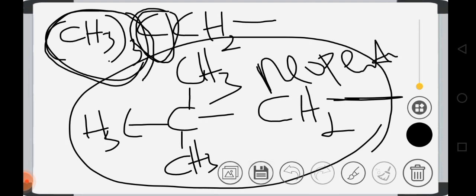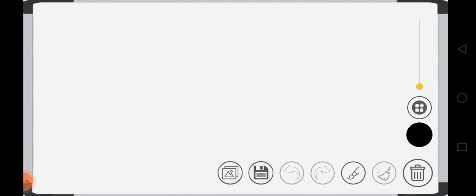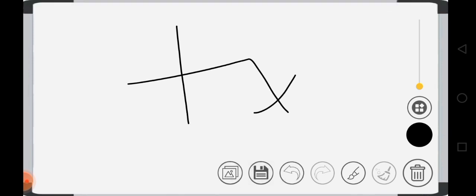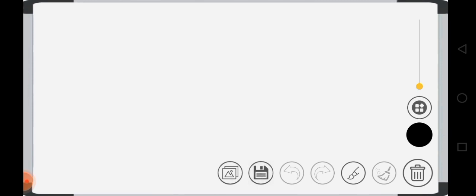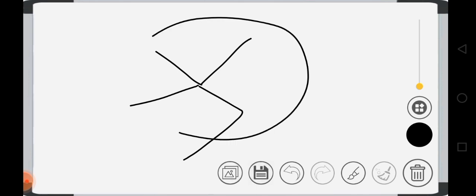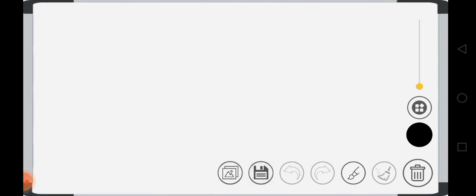Neopentyl. Another way to write it is just like this. Write something like this. This is still neopentyl. Did it shock you? It's still neopentyl. That's another one. Let me shock you again. This is still neopentyl. Okay, let's stop playing. Let's just do revision.